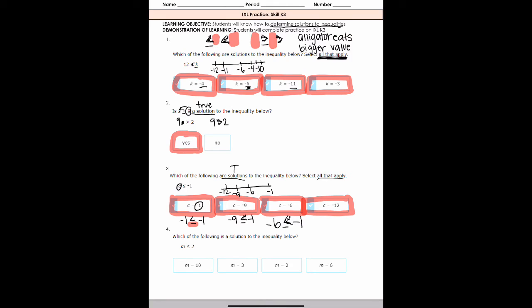Number 4, we're seeing which one is a solution. So M is 10. Is 10 compared to 2? Is 2 bigger than 10? No, false. So that one is not true. 3. Is 3 less than 2? Or you can ask yourself, is 2 bigger than 3? 2 is bigger than 3. No, false.